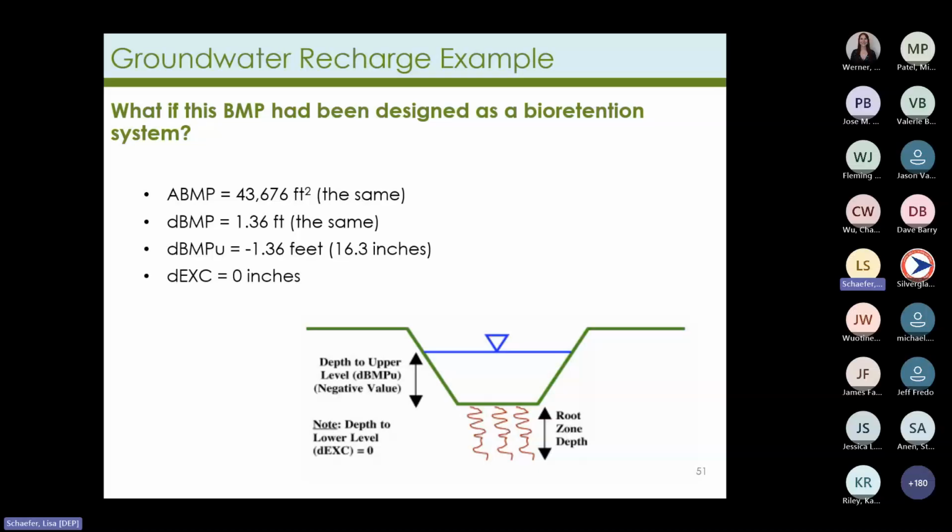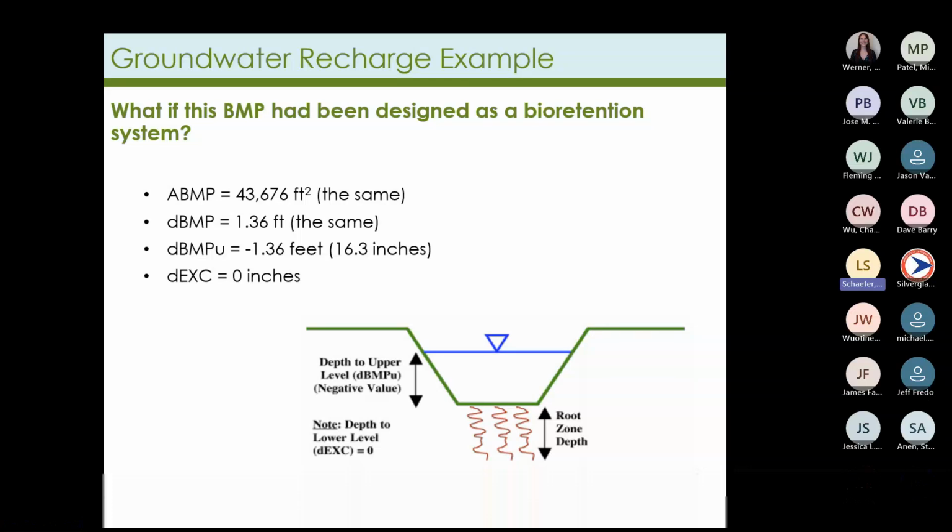If this basin had been designed as a bioretention system, the value for dEXC would be 0, since the BMP in that case would have a vegetated bottom surface. But in this case, dBMPU would be negative 1.36 feet.